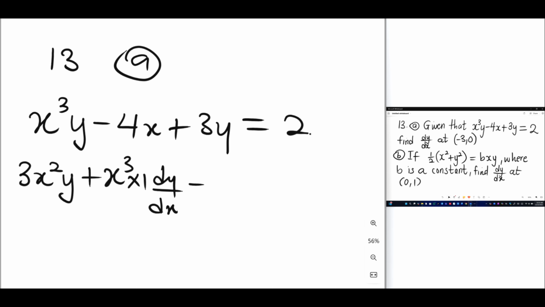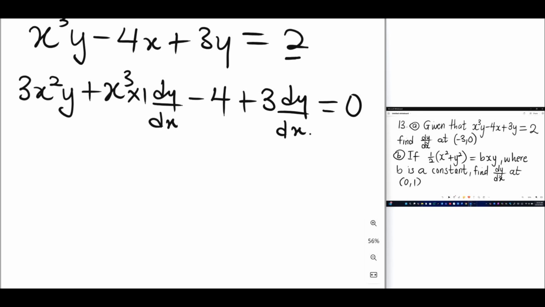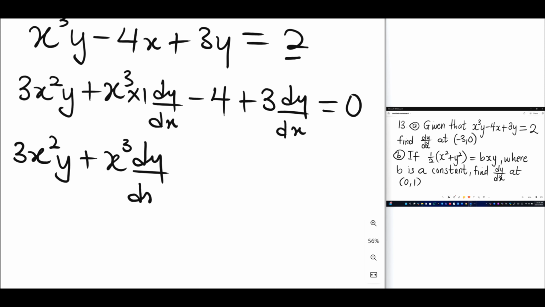Then we differentiate -4x and we get -4. Now when you differentiate the 3y, you get 3, but the result will be multiplied by dy/dx, which is the same as y prime, all equal to 0. When you differentiate 2, the constant term, we get a result of 0. So let us continue with this. We have 3x squared y, plus x cubed dy/dx, and minus 4 plus 3 dy/dx, all equal to 0.